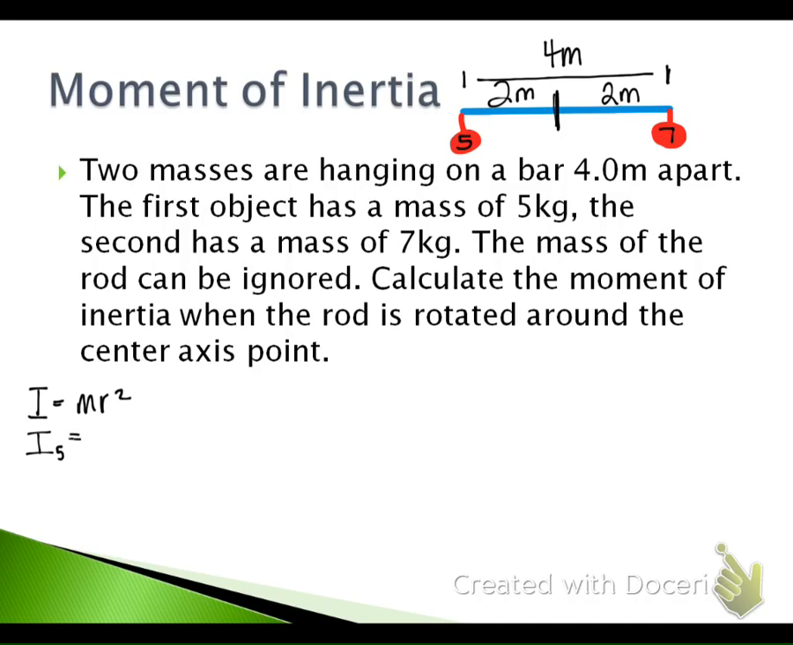All right, so the mass of that object is 5 kilograms. The radius of the object is 2, right? Not 4, because it's not 4 meters from the axis point. It's 2 meters from the axis point. So 5 times 2 squared is going to give us 20 kilogram times meter squared.